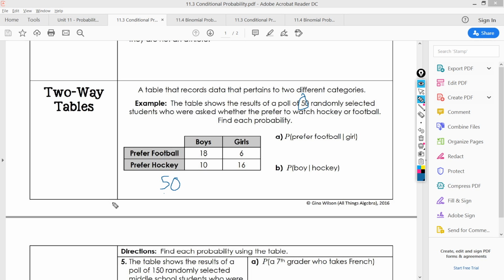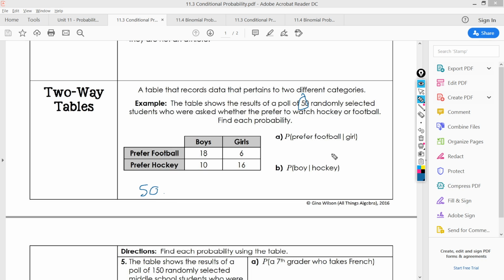So there are some things I could say here. What's the probability of getting a boy who likes football? Well, that's 18 out of 50. What's the probability of a boy who likes hockey? That's 10 out of 50. A girl who likes football? 6 out of 50. A girl who likes hockey? 16 out of 50. And what's the probability of getting someone who likes football? I would use both of these categories, and it'd be 24 out of 50. Or someone who likes hockey? 26 out of 50. This table's nice, you can combine different categories and talk about what's really going on in different ways.